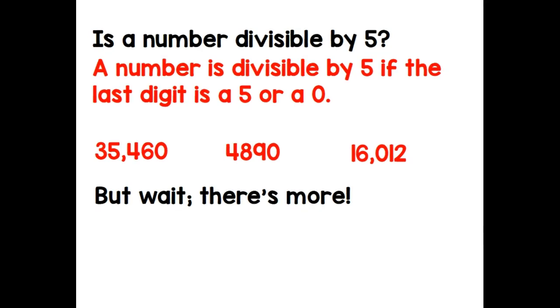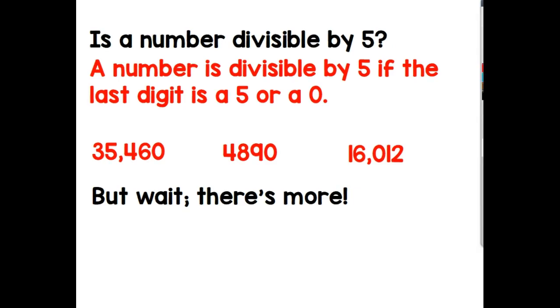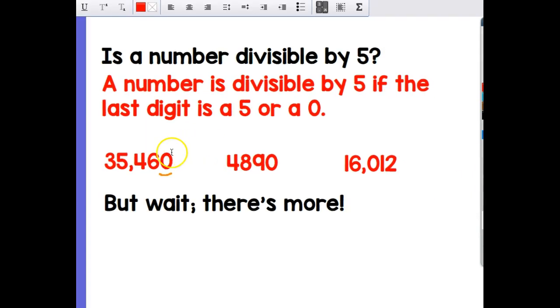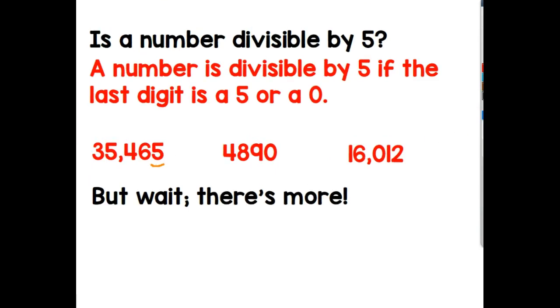5 is easy. A number is divisible by 5 if the last digit is a 5 or a 0. So let's take a quick look at three numbers here. We have 35,460. Is it divisible by 5? Well, yeah, it is. Look, it ends in a 0. So that one does. In fact, I could even change this if I wanted to. Ta-da! There we go. And it's still divisible by 5. Why? Well, because it ends in a 5 now.